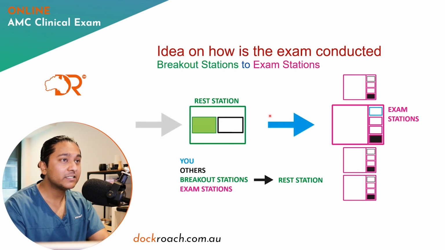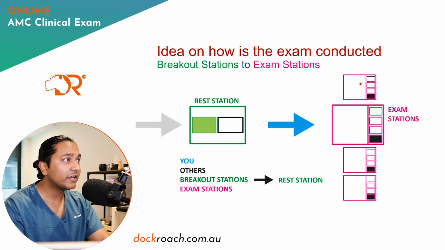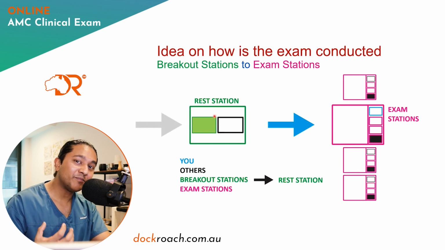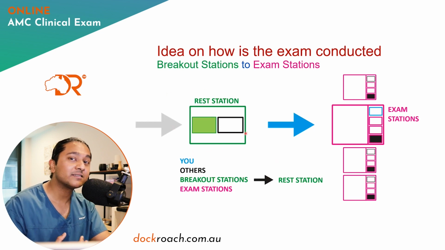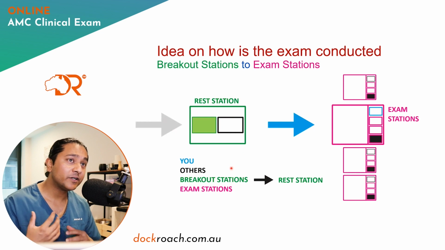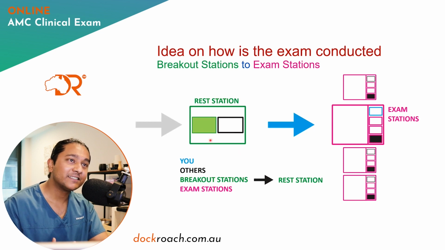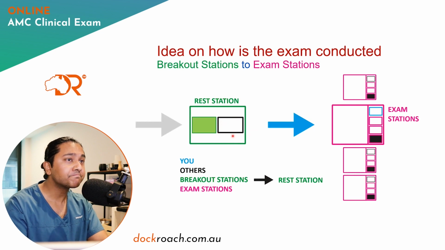Just now, there were 5 candidates in one breakout station. When 4 of them have moved into their respective exam stations, there'll be one person who is going to remain behind. The person who remained behind in the breakout station is now going to be in the station that AMC calls the rest station. Okay, I hope that is clear. I hope you get an idea of how the rest station is formed. Whoever remains back in the breakout station is going to be able to rest for the next 10 minutes or so.